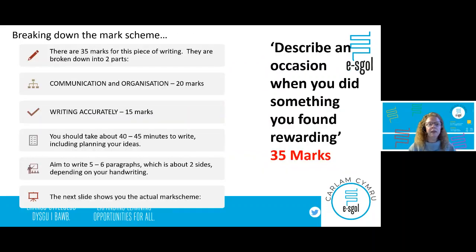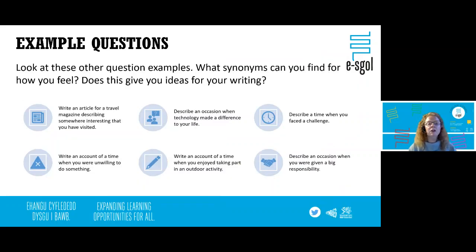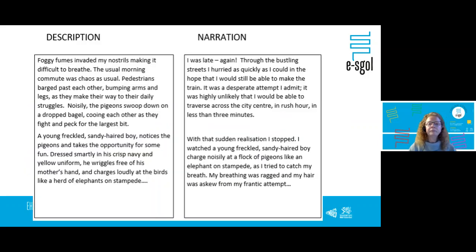Okay, so there's the mark scheme again. It breaks it down into what you're doing. 45 minutes to write, aiming to write between 5 and 6 paragraphs. About 2 sides, depending on your handwriting. And there are some more ideas of what you might like to have a go at. Obviously, if you pause that now, you'd be able to have a go at some of those questions. Okay, so here are 2 examples for you. There's one description and one narration to try and show you the difference between the two.